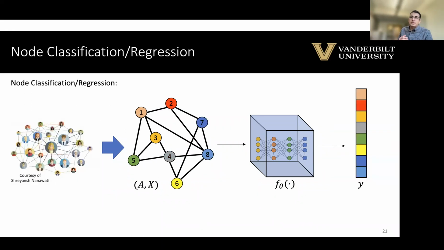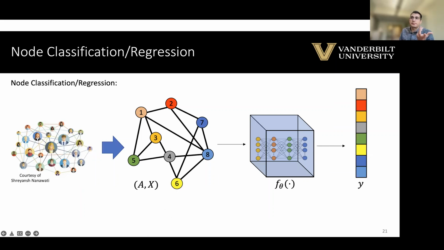In other applications, like in social networks, for example, we might want to classify the nodes, or we would like to essentially predict the preferences of different users. And in that case, we would like the output, if you're permuting the input, to be permuted as well.